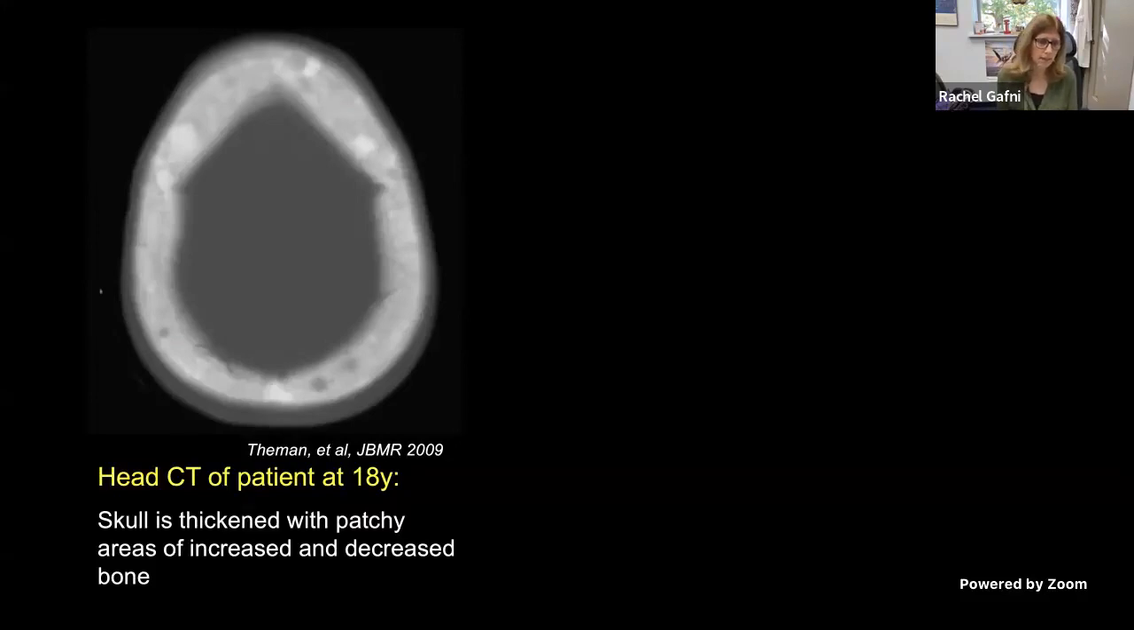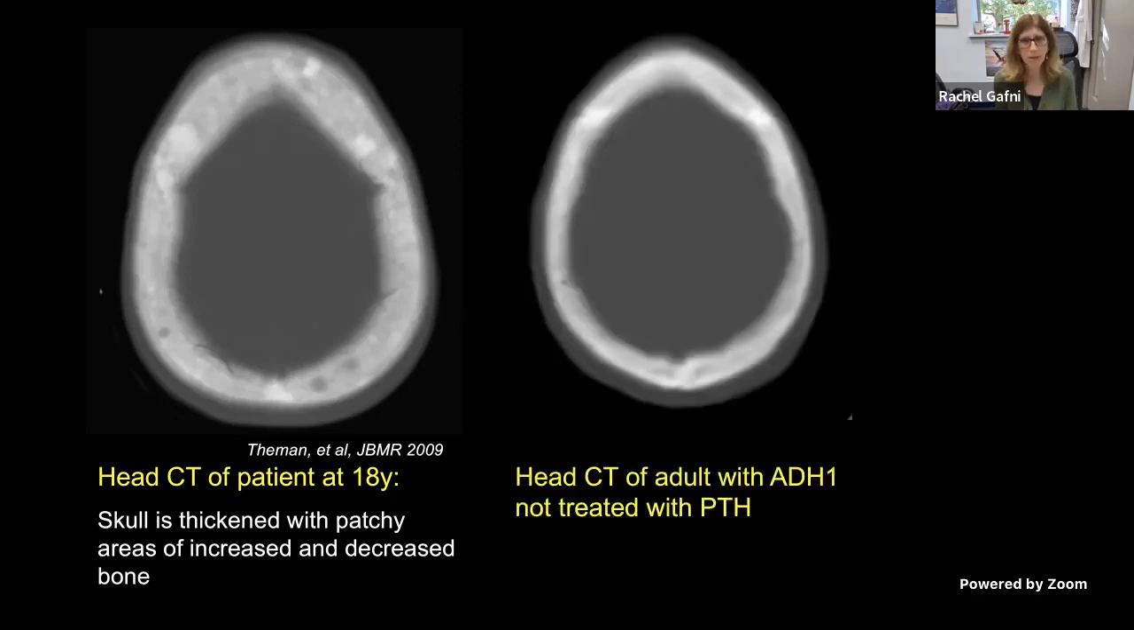And this is the head CT of that patient. This is her skull at 18 years of age. And the white is the skull. And you can see that it's very thickened, and it has some dark marks, which are like little punches where there's less bone, and then white areas where there's more bone. And just to compare, this is the head CT of an adult patient also with ADH1 who was not treated with PTH. And you can see that the skull is much more uniform without those white spots and those black spots, showing that the bone turnover is not normal.